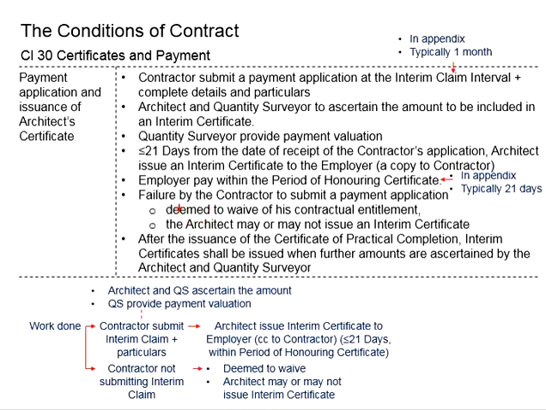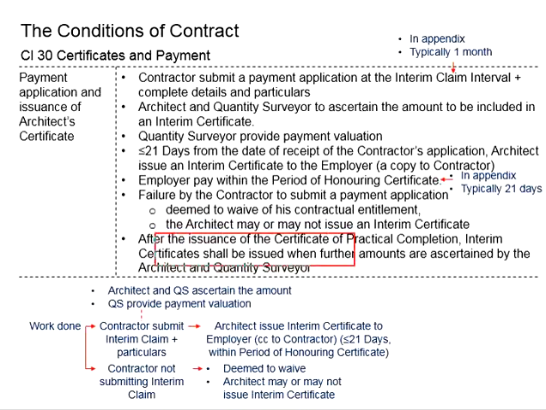However, if the architect does not issue an interim certificate, the contractor cannot blame the architect, as he himself did not submit any application. It is deemed that the contractor waived his own contractual entitlement. In order to ensure payment to the contractor, it is strongly encouraged that the contractor submit the payment applications.